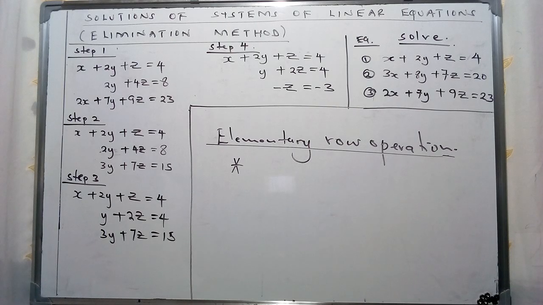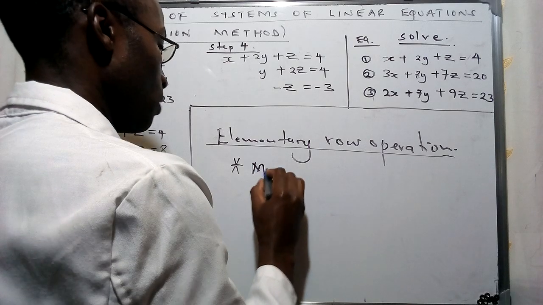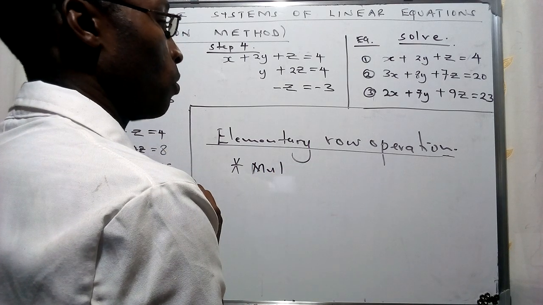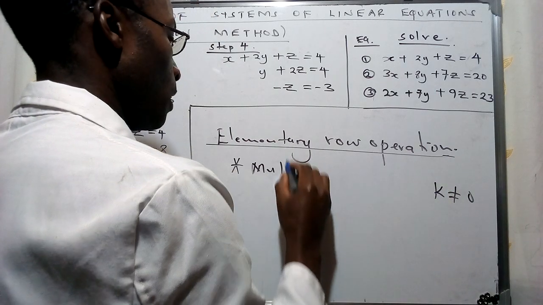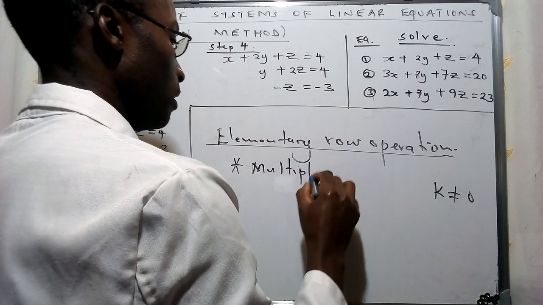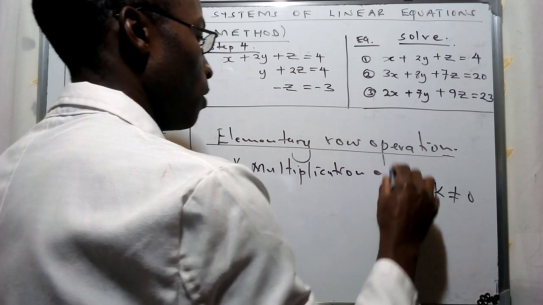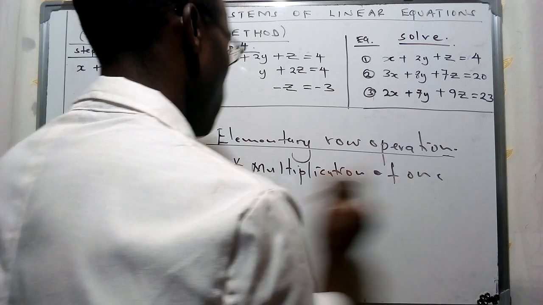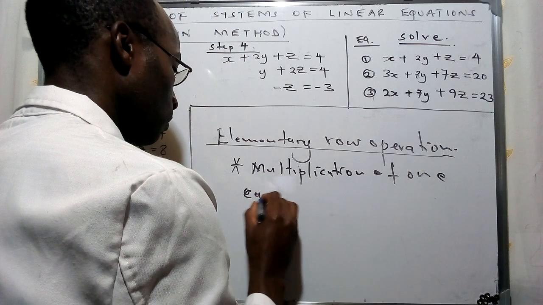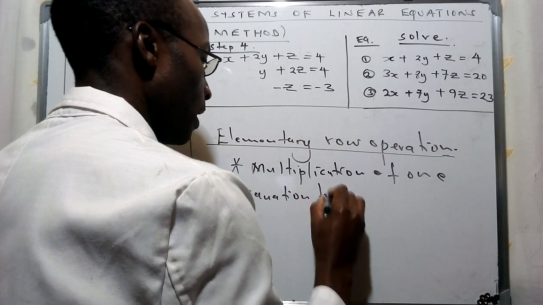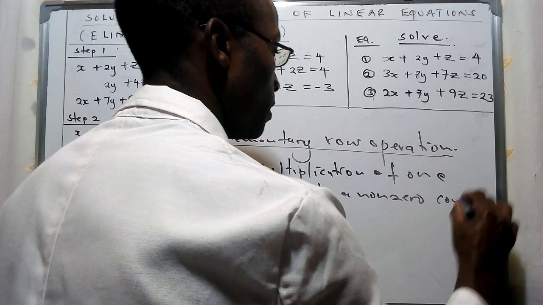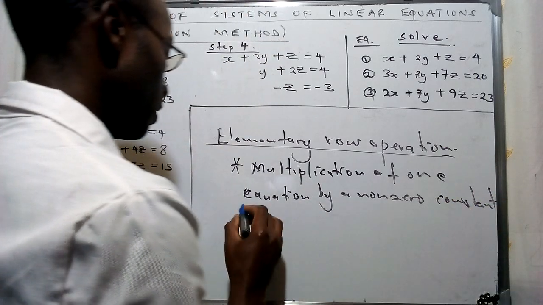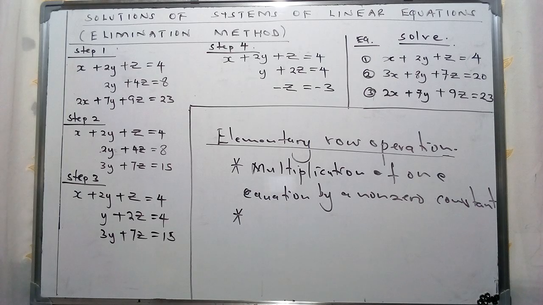Now, these are going to entail multiplication of one equation by a non-zero constant. In this specific case, we are going to see that this non-zero constant is going to be given in terms of a k, which is equivalent to a non-zero given as such. So this process is going to entail the multiplication of one equation by a non-zero constant, which we are going to see particularly using the specific equation which we have just given on the board.